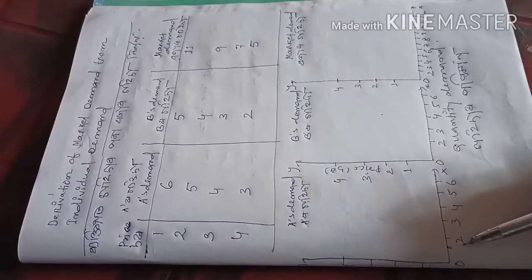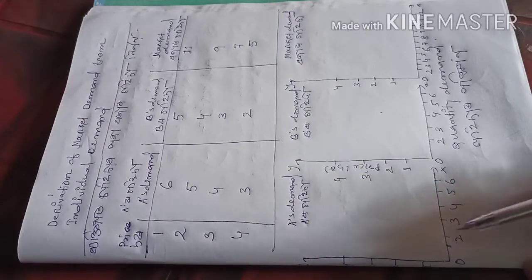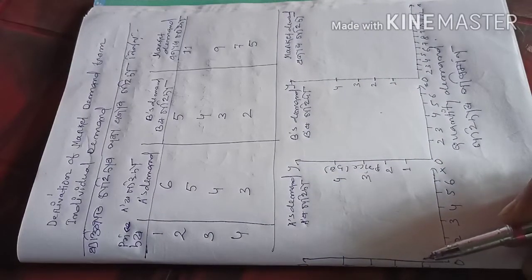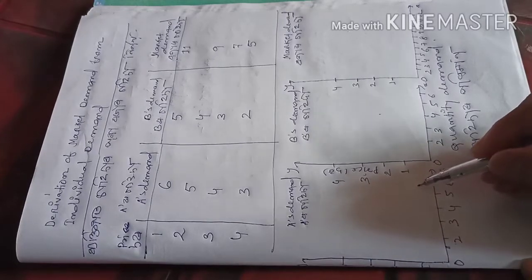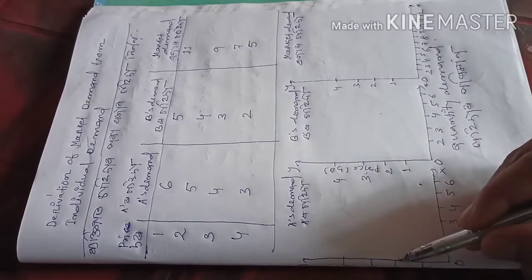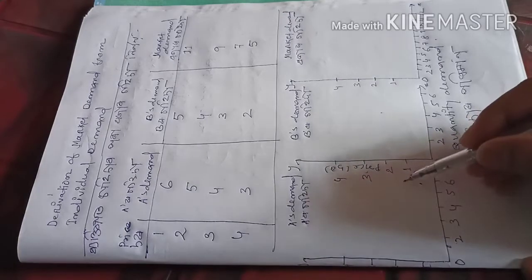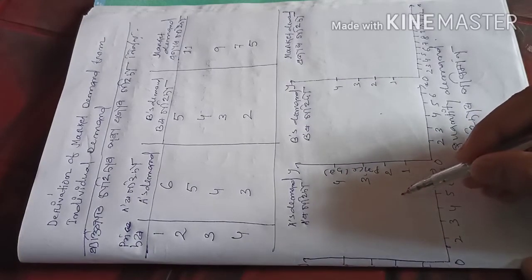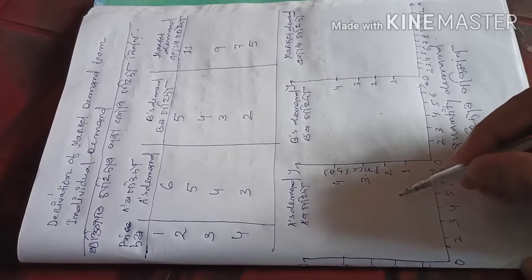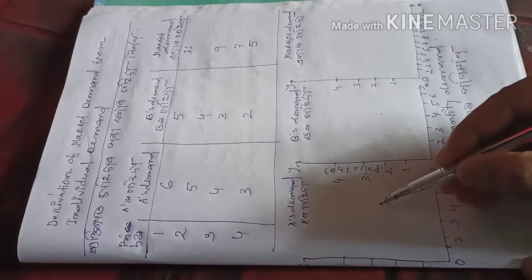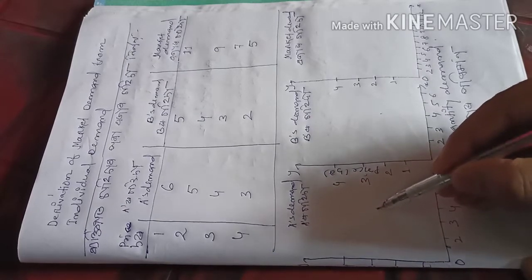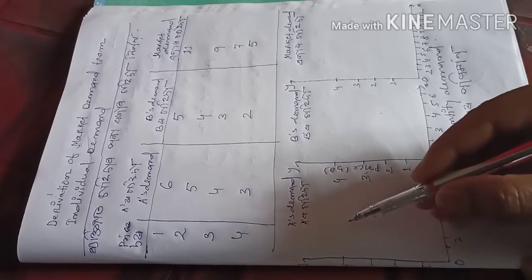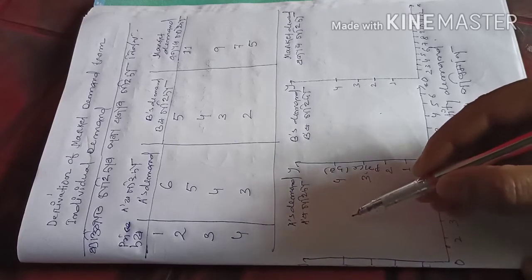In case of A's demand, if you see, when the price is 1, demand is 6. If the price goes to 2, demand is 5, and price goes to 3, demand is 4, price goes to 4, demand is 3.